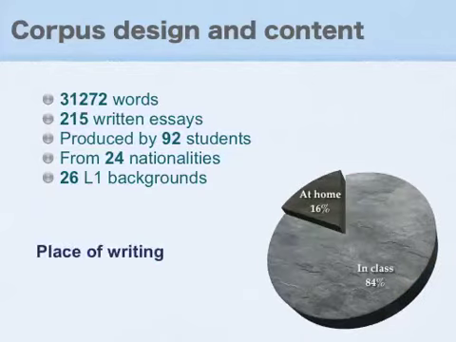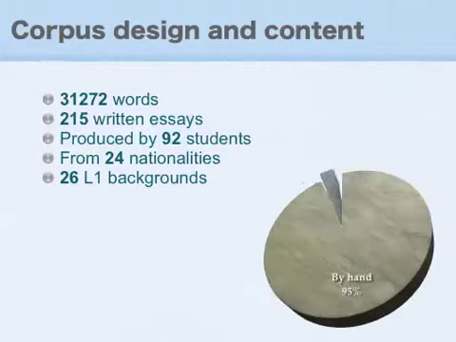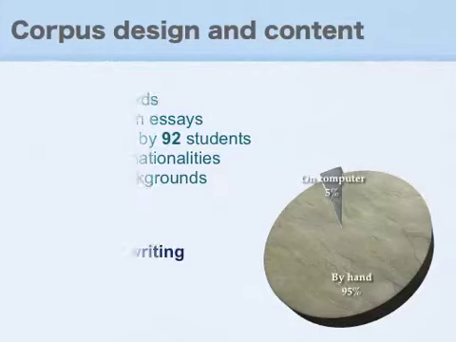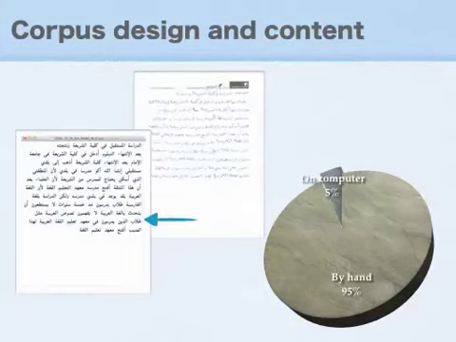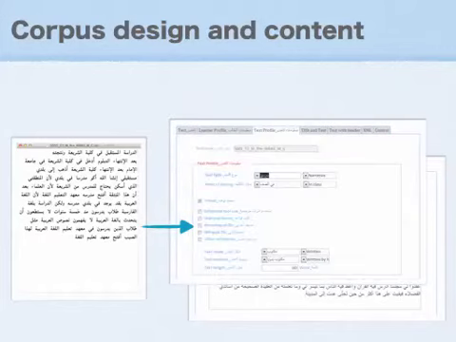But most of the learners' production was in class, and they rarely used references in their writing like dictionaries, grammar books, etc. In addition, the majority of learners preferred to write by hand. So all these handwritten papers had to be transcribed manually into a computerized format. Then the entire corpus has been stored in a database alongside the metadata of each learner and text.